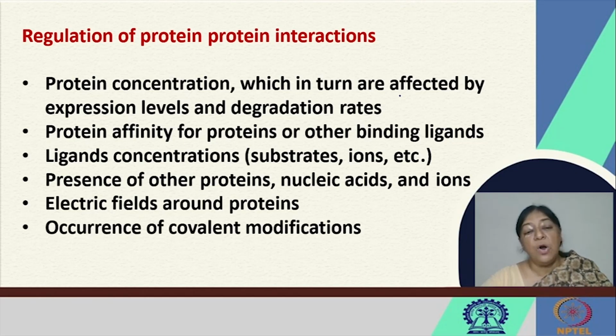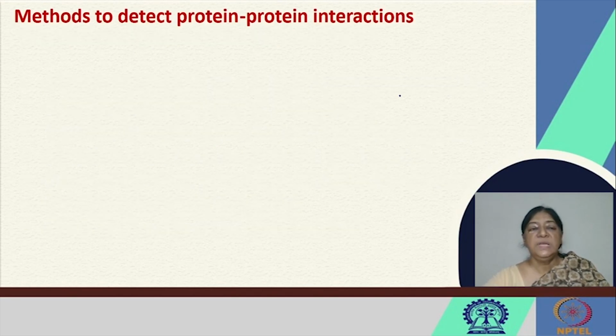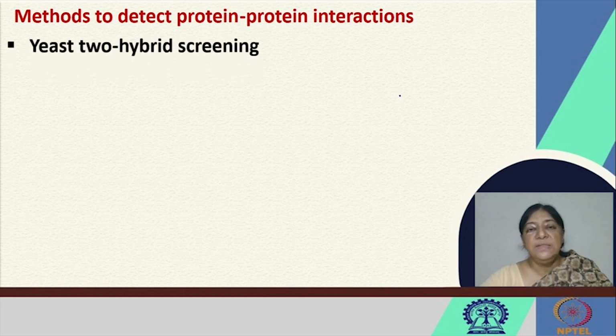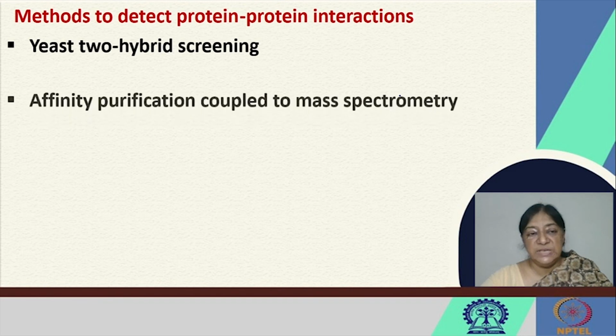And there is the occurrence of covalent modifications that may break or possibly interrupt the protein-protein interaction site, affecting it in a manner that it would not be able to perform its specific biological function. There are several methods that are required to detect these protein-protein interactions. If we know that a specific protein-protein pair is interacting, there are several tests that can tell us whether there is a specific protein-protein interaction.